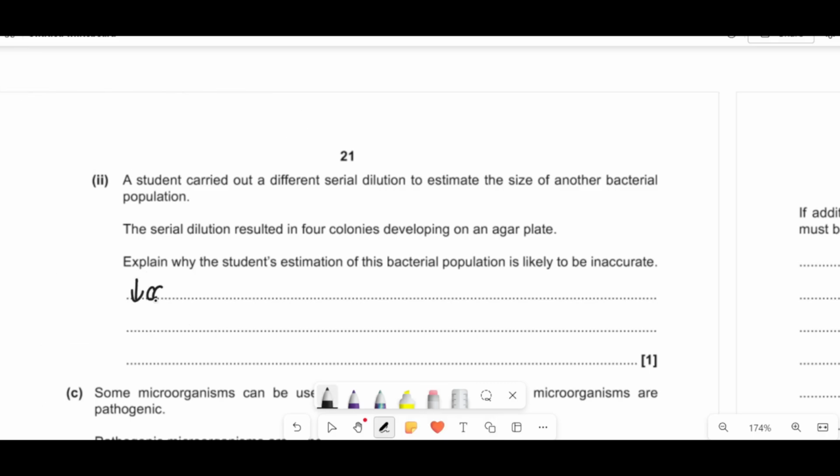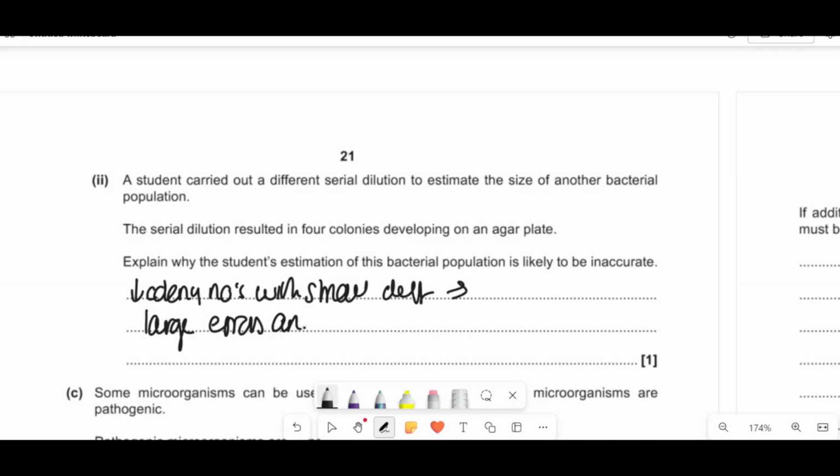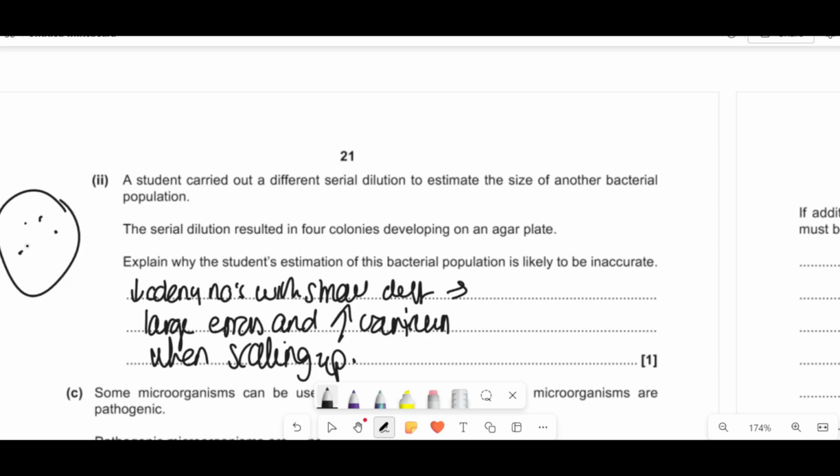If you have low colony numbers with small differences, they will have large errors and more variation when scaling up. And that's exactly why it's better to count loads and loads and loads of them, because then you'll have less variation. Instead of like 1 and 2, you'll have like 1, 2, 3, 4, 5, 6, 7, 9, and 10. And then like 9, 11, 15, 16, 17, 18, that kind of thing.